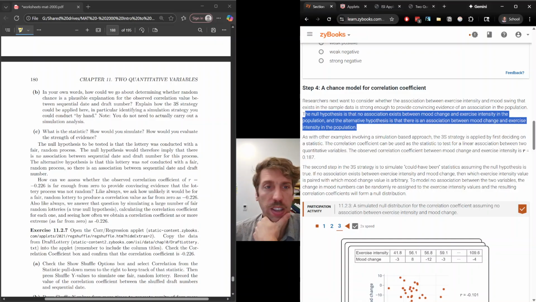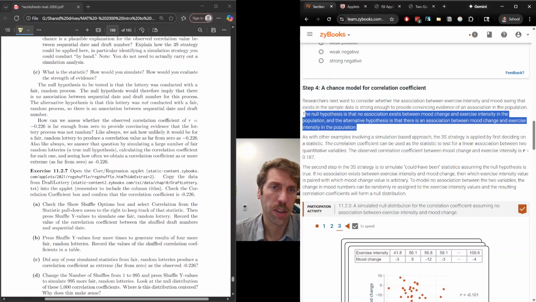All right, so part C. For part C, what is the statistic? How would you simulate? How would you evaluate the strength of evidence? Okay, so the statistic is the single number that we're using to describe the sample. There's a good hint here. It's in the title of this section.